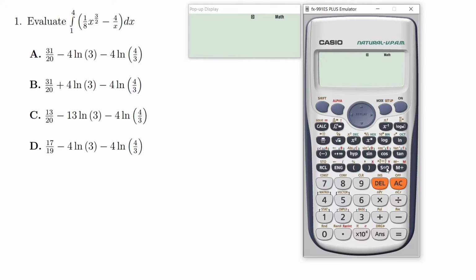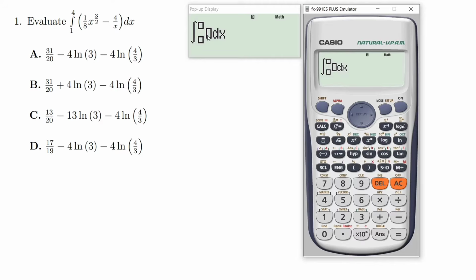Now that we are done with that, let's compute our integral. Don't forget that this is a definite integral. You can see the button directly below the alphabet key. Let's press that key. You can see that we have the definite integral set up here.